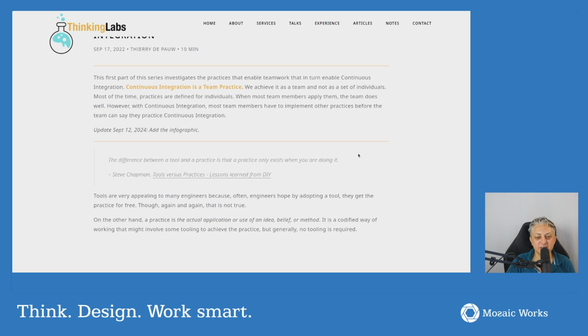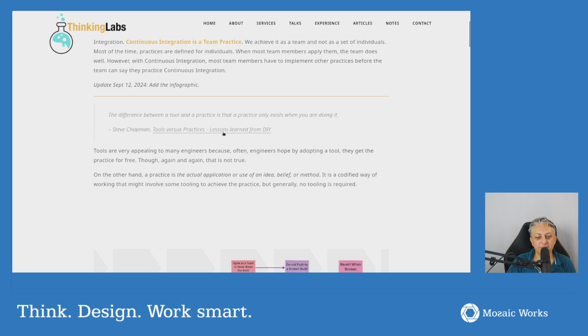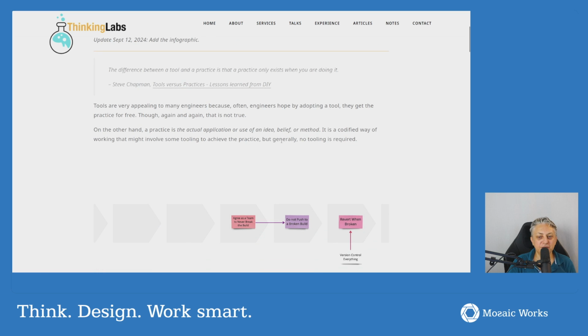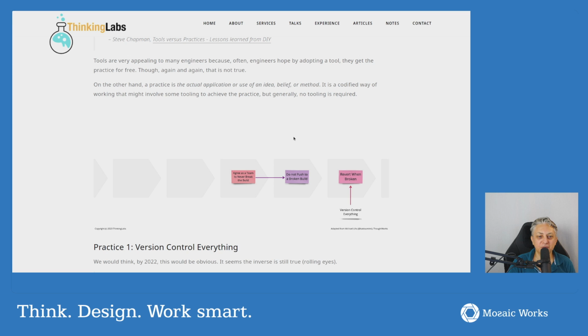Most of the time, practices are defined for individuals. When most team members apply them, the team does well. However, with continuous integration, most team members have to implement other practices before the team can say they practice continuous integration. The difference between a tool and a practice is that a practice only exists when you are doing it. Steve Chapman, Tools versus Practices, Lessons Learned from DIY. Okay. Tools are very appealing to many engineers because often engineers hope by adopting a tool they get the practice for free, though again and again that is not true. Yeah, I've seen this bias again and again for developers.